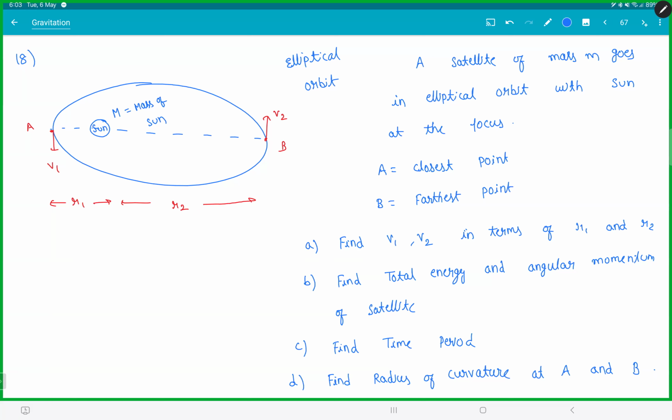Did you get the velocity part? Let me tell you something, which I kept on telling you like a broken tape recorder. If something is not going in a straight line and something is not going in a circle, what can we do? There's only one way to do. What? Conservation of angular momentum, conservation of energy. We don't have any other technique to solve.